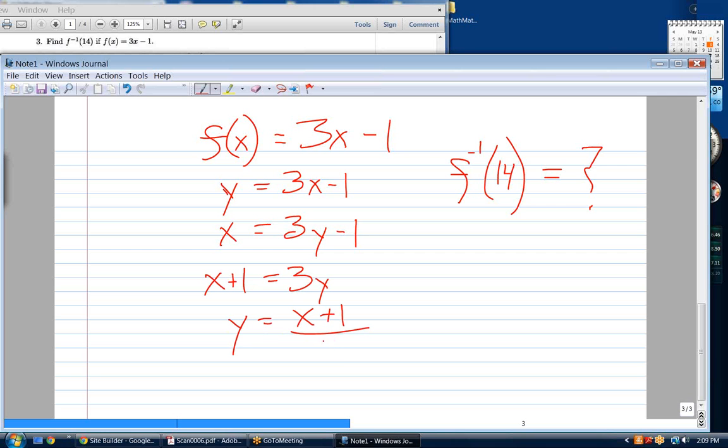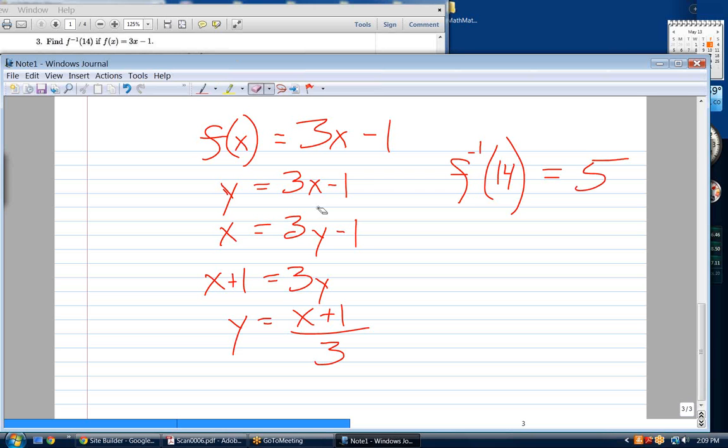So there's the inverse function. And then to evaluate this at 14, what do you do? You plug in 14 for x. So f inverse of 14 would equal 5.